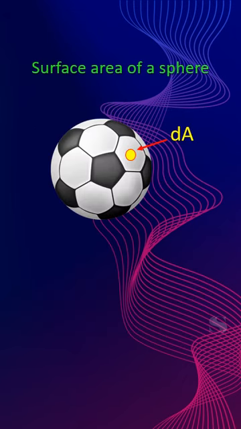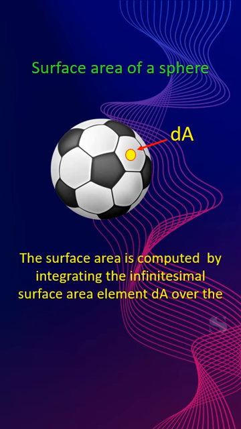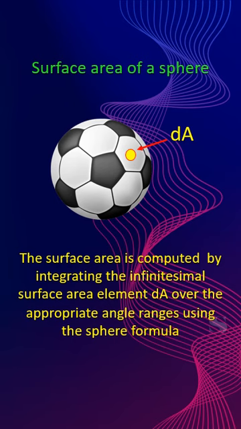Surface area of a sphere. This too follows the same principle as that of the length of a curved line. And it is much easier because spheres are very definite shapes and well modeled. In the Cartesian plane, there is a sphere formula, and we integrate the infinitesimal surface area element dA over the appropriate ranges of two angles that define spheres. More details would be extra mathematical.